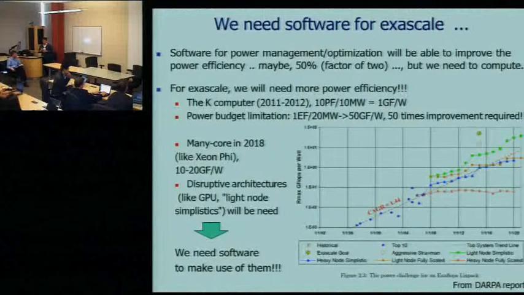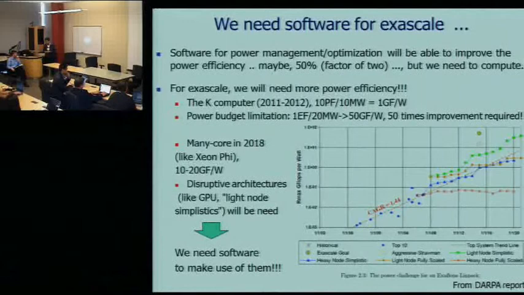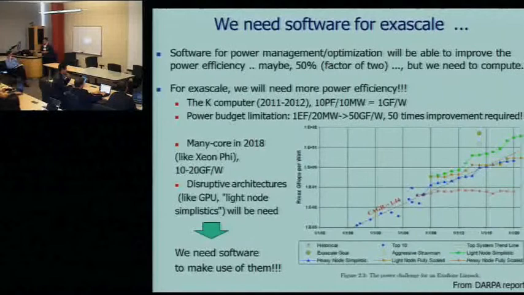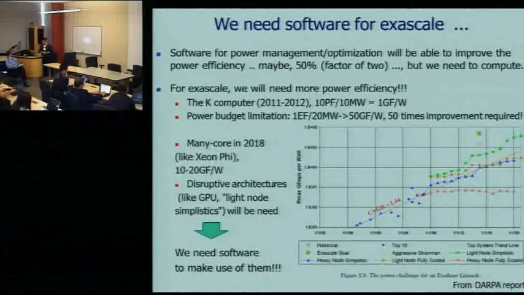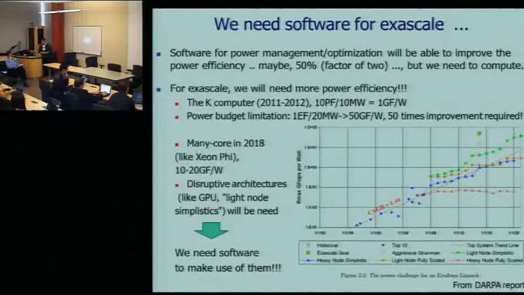For example, for exascale we need more power efficiency. In the case of the K computer, our computer, the power efficiency is almost 1 gigaflops per watt. Coming to exascale, if we have a power budget limitation of 12 megawatts for the exascale system, we have to achieve 50 gigaflops per watt. That is a 50 times improvement we need.